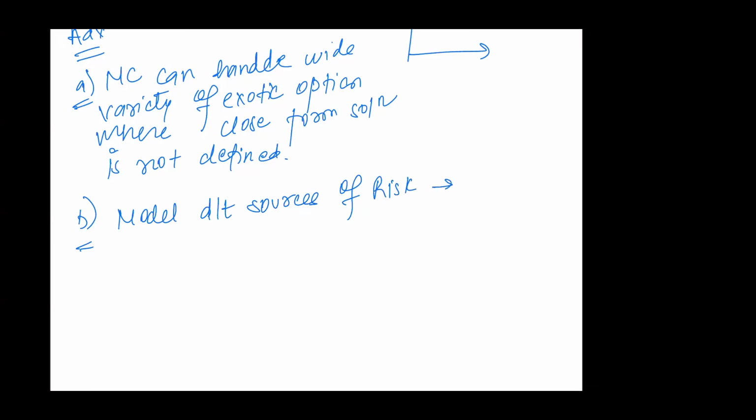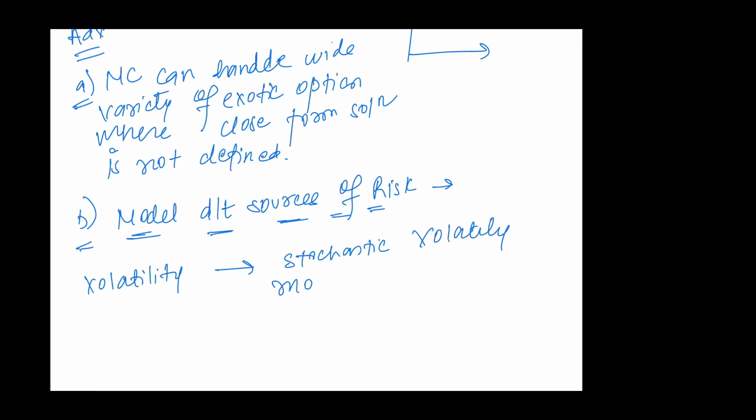So what are some of the sources of risk? If you see volatility, that's why we use Monte Carlo methods and stochastic volatility models. It's fine if you don't know this, but volatility is one of the biggest sources of risk. If the market becomes volatile, you need to predict what's going to happen, and that's where Monte Carlo can play a big role.